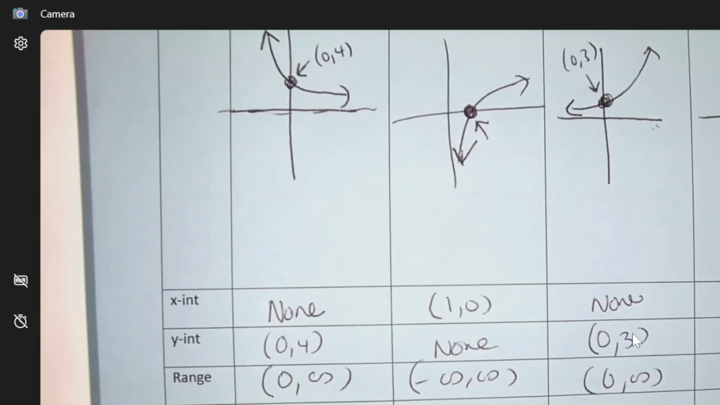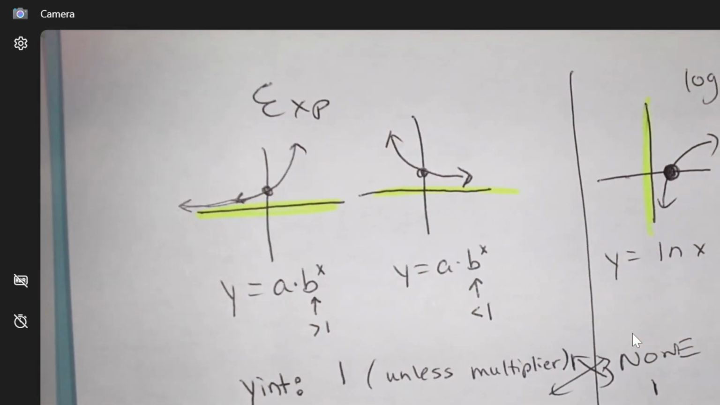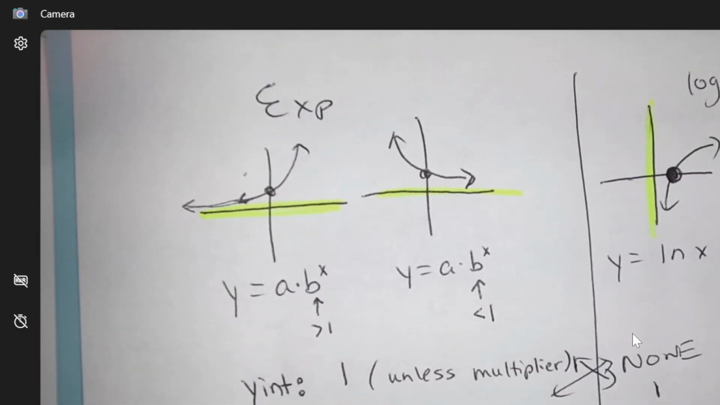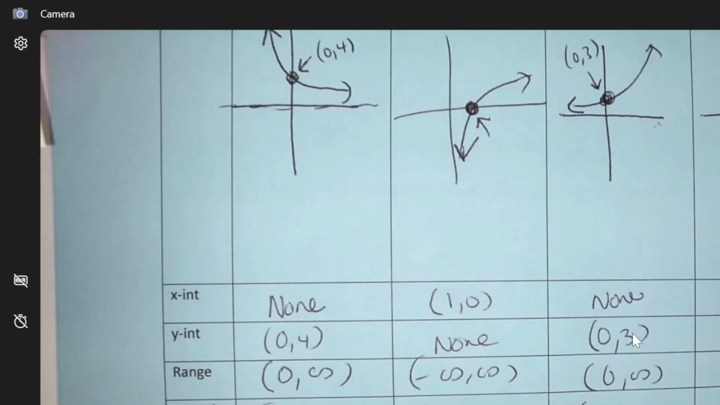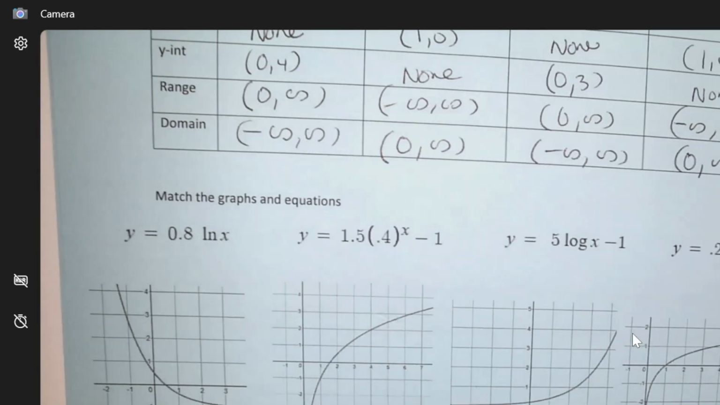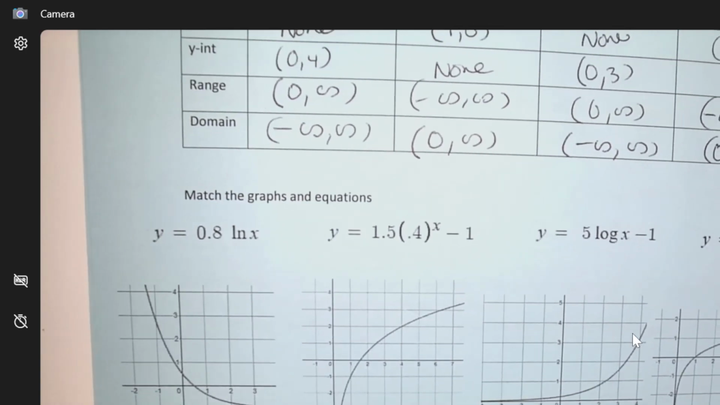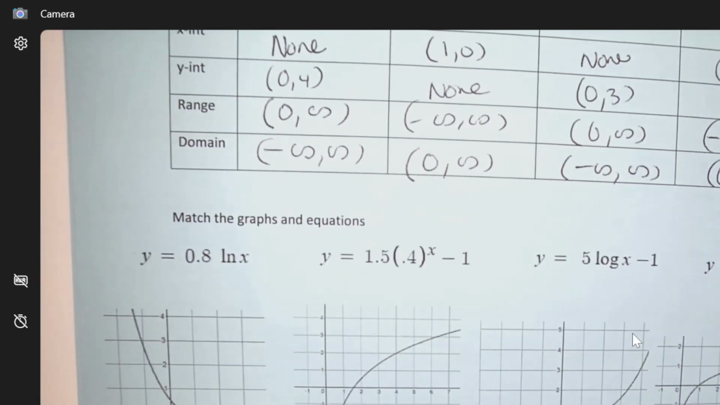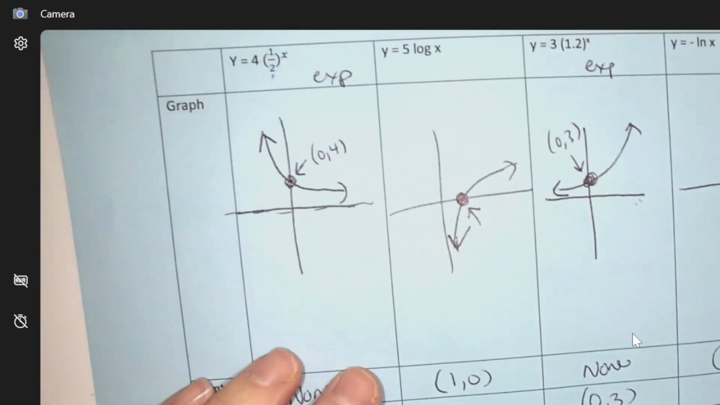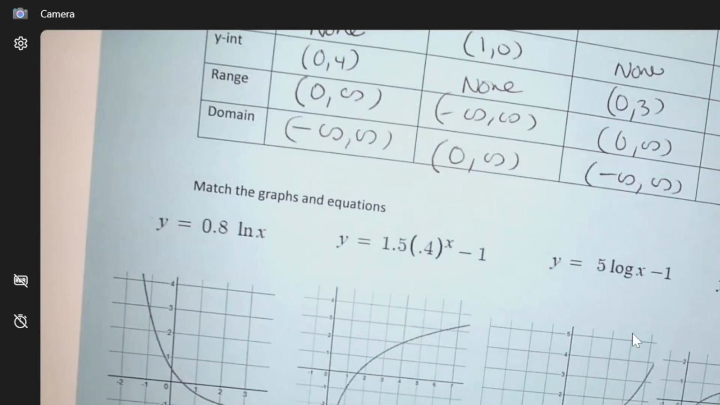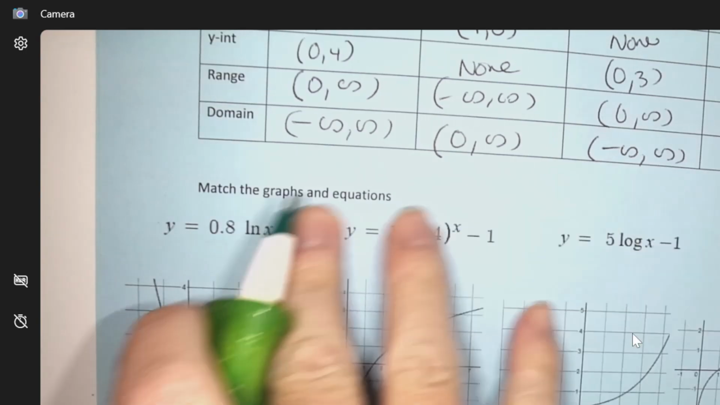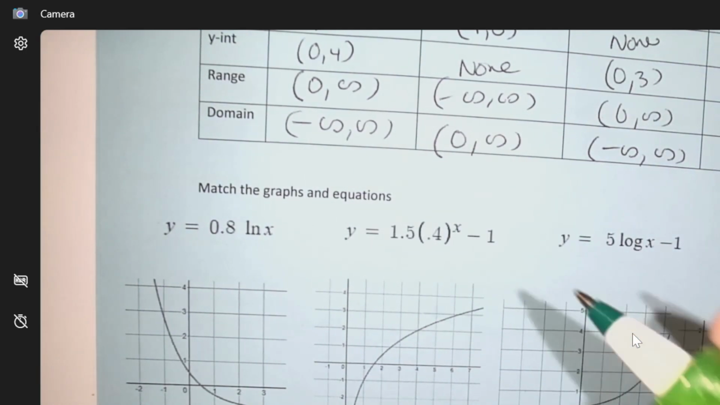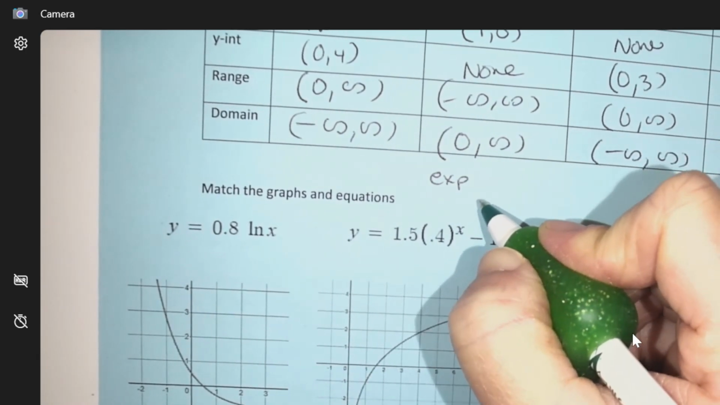Okay, have you nailed the properties? That's it. Those are the big ideas right there. Those four options, okay? Okay, so we're going to match these graphs. I'm going to talk about exponentials.